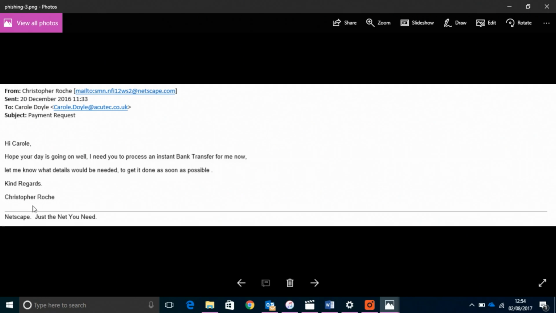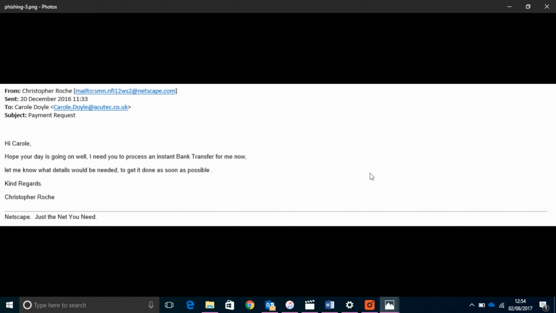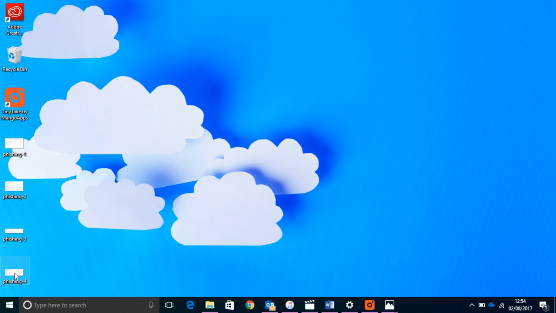In this third example, as you can see, Chris has sent an email to our office manager, Carol. Again, you can see that an email address is being used that is quite obviously not his email address. Also, he is never referred to as Christopher. It's also just the tone of the email. We don't use kind regards internally, and Chris would never sign off as Christopher Roach. It's too formal.